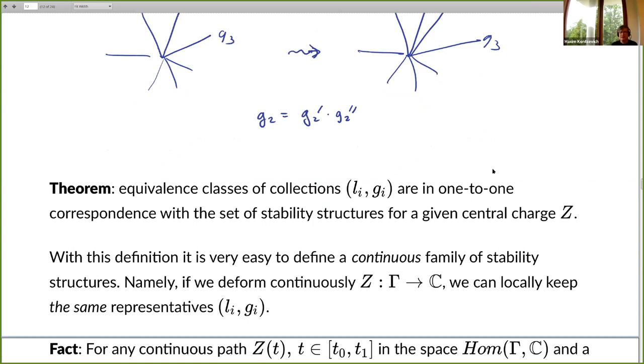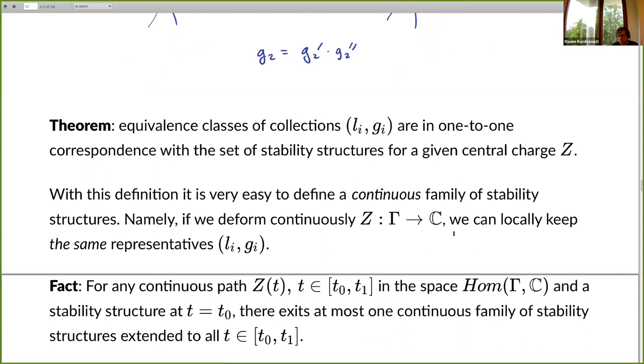Yeah, so with the second definition, one can define very easily what is the topology on the space of stability structures, and what is a continuous family of stability structures in a given Lie algebra. It's a notion which you originally define in a more complicated way using some projective limits and so on. So we deform the central charge continuously, it's clear, but in the second description, we keep the same representative, L_i and G_i as well. So you just keep L_i, G_i, change the central charge. So still G_i sits in a good constant. That's it.